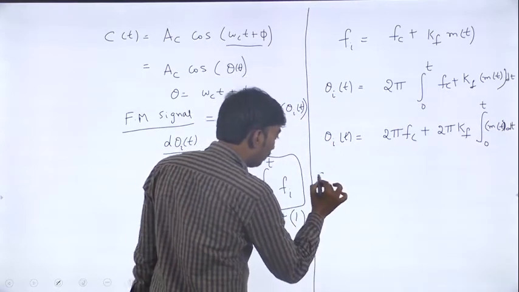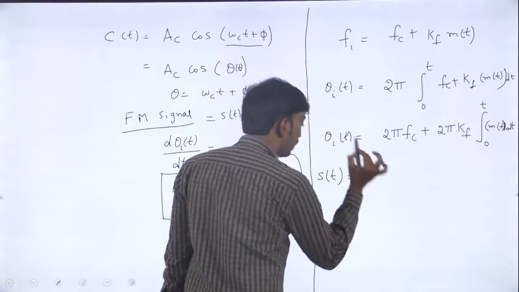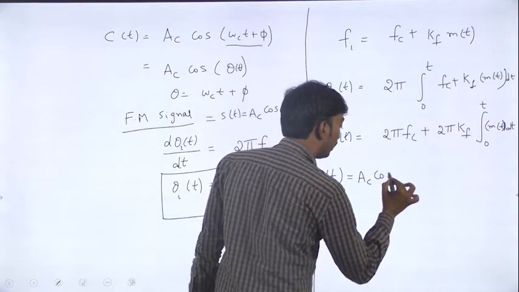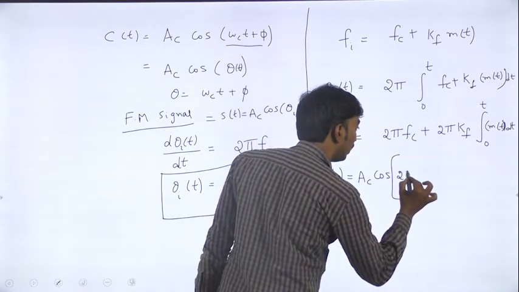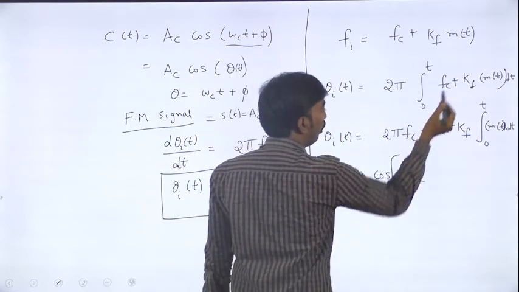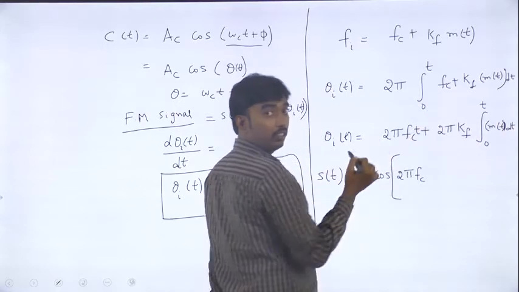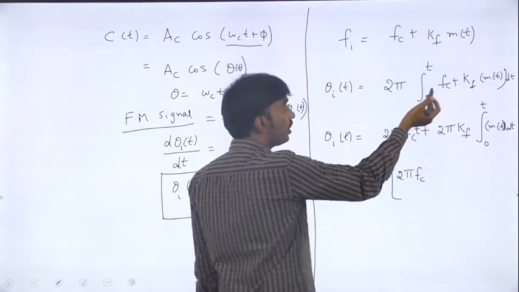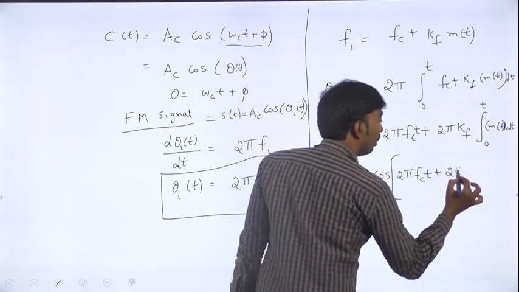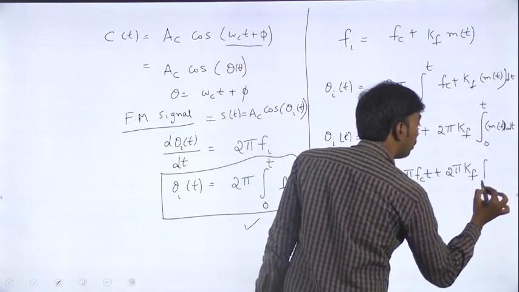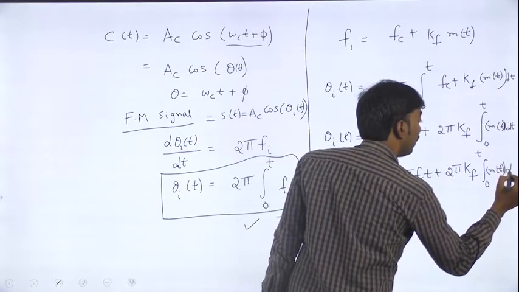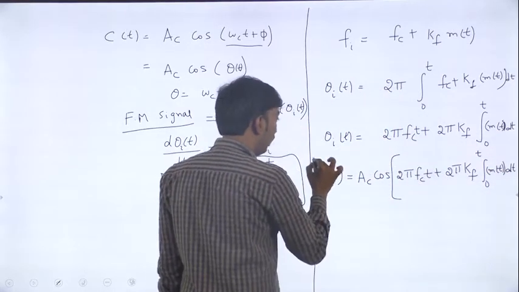And now I need the modulated signal for FM. s of t is equal to Ac cos of 2 pi Fc. Now if I integrate this, integral 0 to t of Fc, it is a constant, I will get Fc t. So 2 pi Fc t plus 2 pi into Kf into the integral from 0 to t of m of t dt. Now this is the signal.